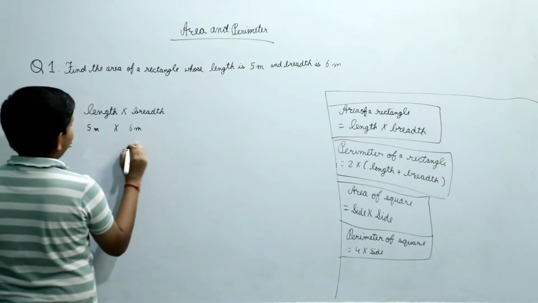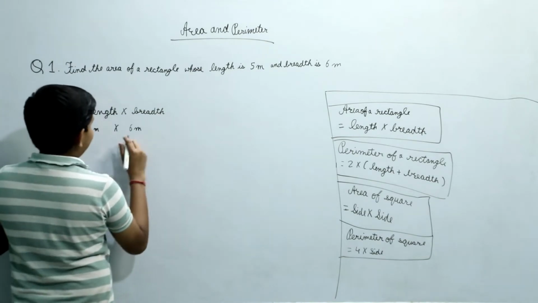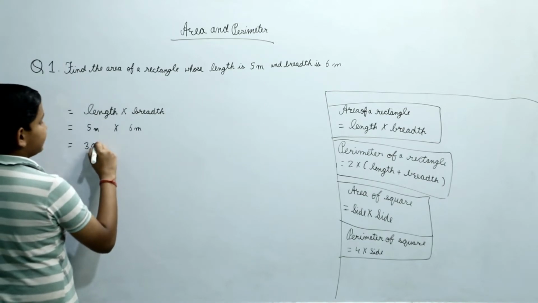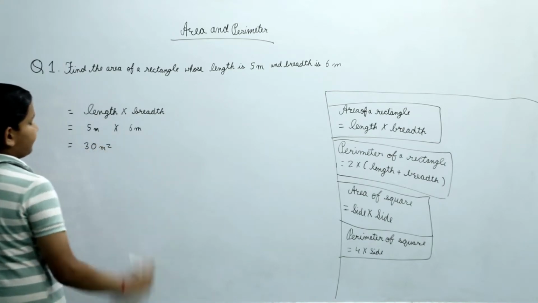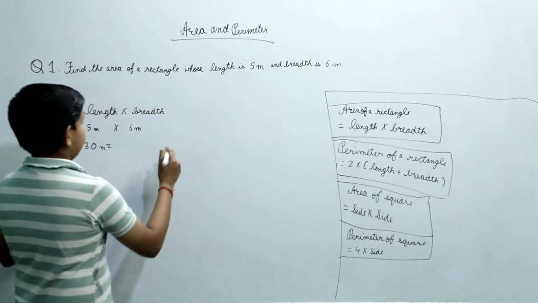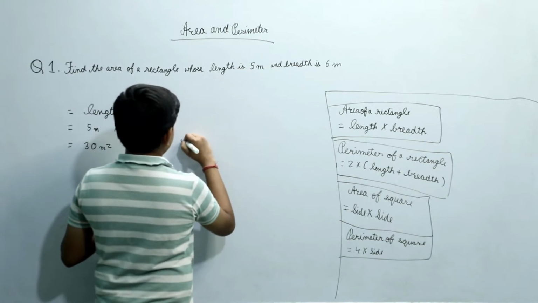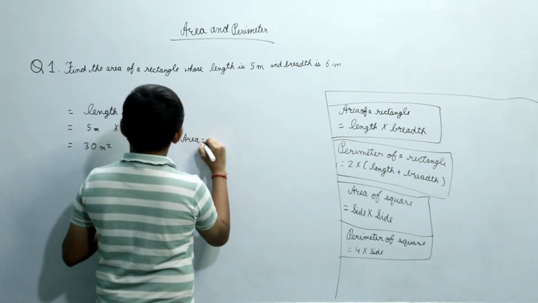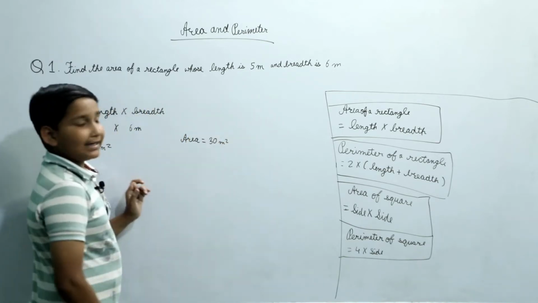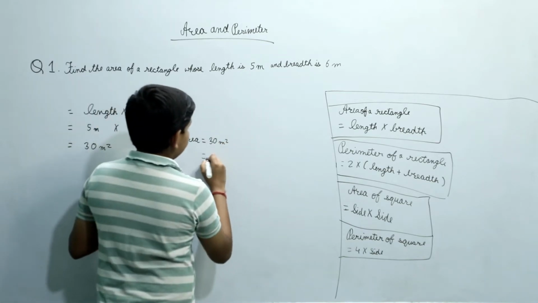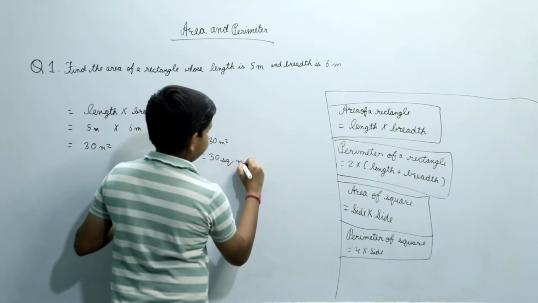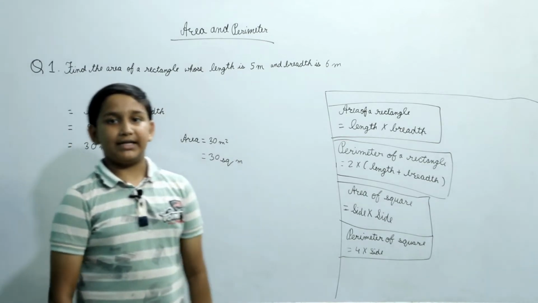So now we will multiply this. 5 into 6 is equal to 30, and meters into meters is equal to meter square. So our answer is area equals 30 meters square. We can also write it as 30 square meters. So let's move on to our next question.